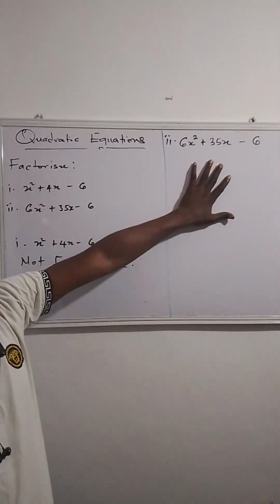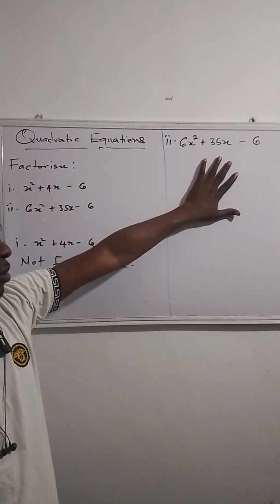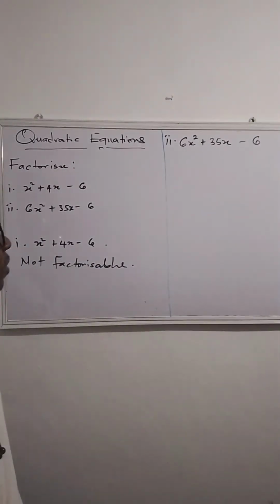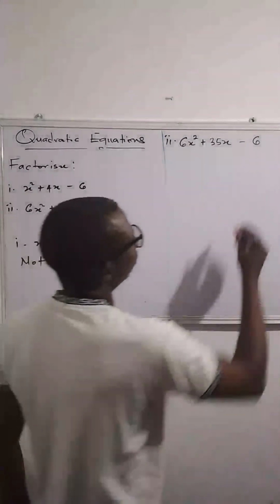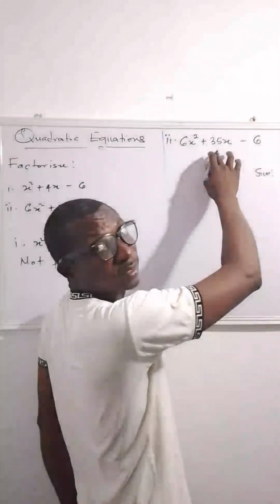Right. Now, we have to factorize this. How do we factorize these quadratic expressions? Now, the first thing is to look for your sum and product. Sum is what? Sum is the coefficient of x, that is 35.